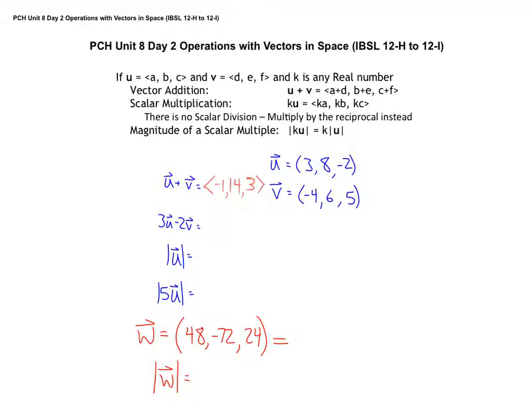What did you guys get for that? 17, 12, and negative 16. Okay. Anyone else get that? I got 17, 6. Okay. So we got a couple of different answers. Let's double check here. So 3u, we would have 9, 24, and negative 6.